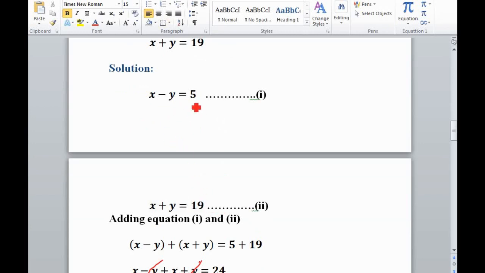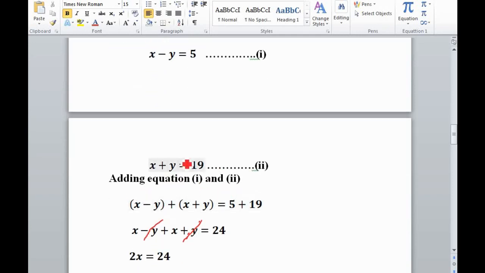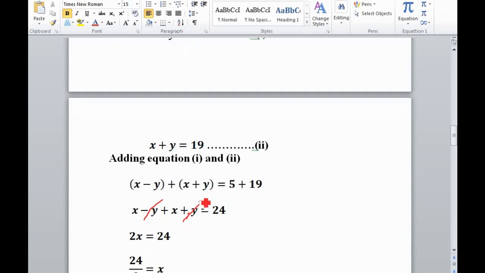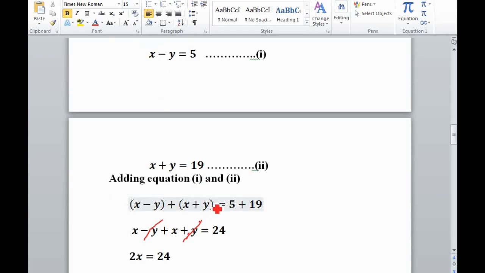Now if you check, in equation 1 we have negative y, and in equation 2 we have positive y. So if we add these two equations, we can easily eliminate y. So therefore, adding equation 1 and 2, I'm going to add the left hand side of these two equations and the right hand side of equation 1 and equation 2.